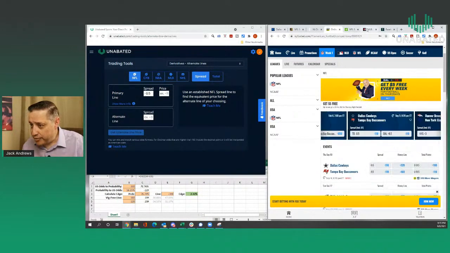Eight and a half. All right, so on another screen here, I have the Pinnacle line. Pinnacle is at 8, slightly skewed towards Tampa Bay. Look, Pinnacle's very sharp when it comes to the NFL. I know their sharpness has kind of fallen off in the past few years, but when it comes to the NFL, they're still pretty sharp.